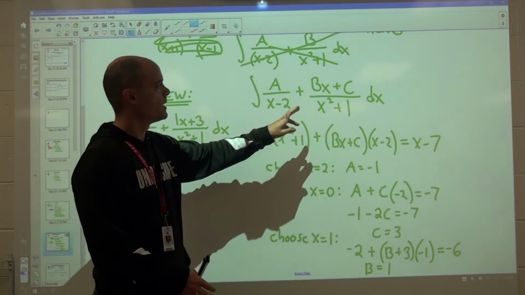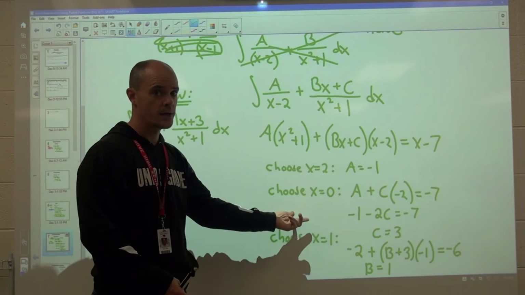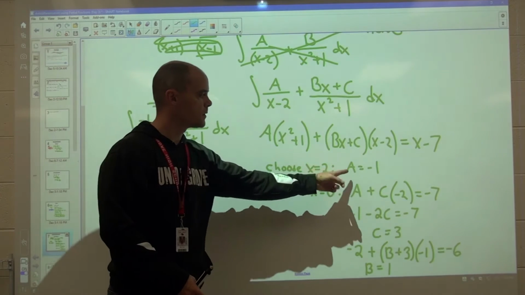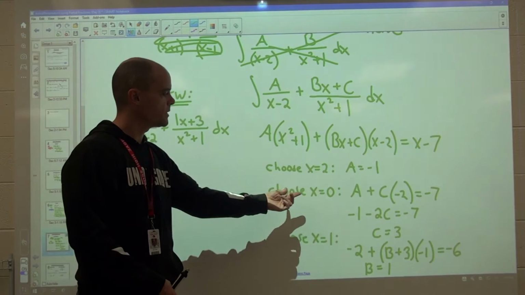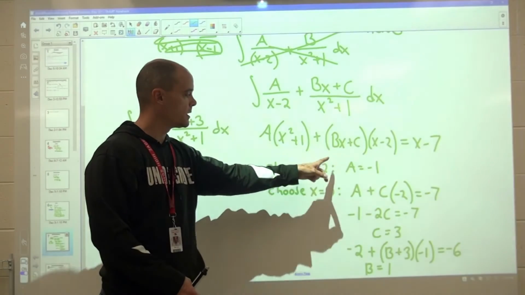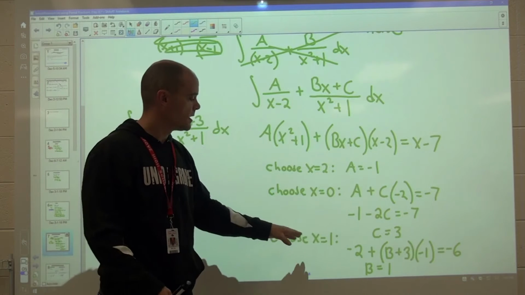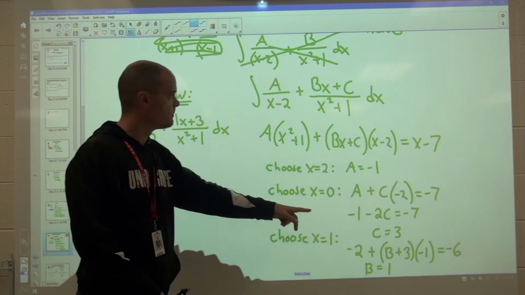But as we set up this process and we start to solve, remember we can choose whatever we want. So 2 is the obvious choice, that got me A. And then I chose 0. That seemed a very reasonable choice because it eliminates B. And that allowed me to solve for C, and then I can choose whatever I want. I chose 1, and I got 1.